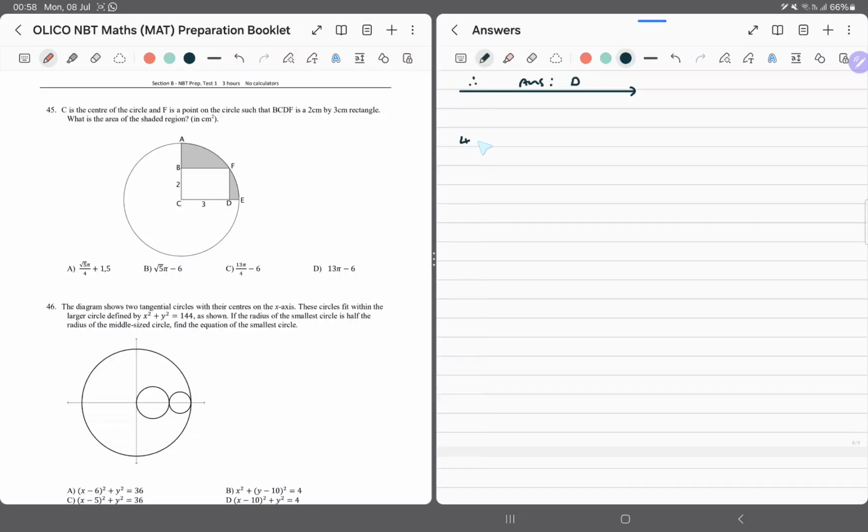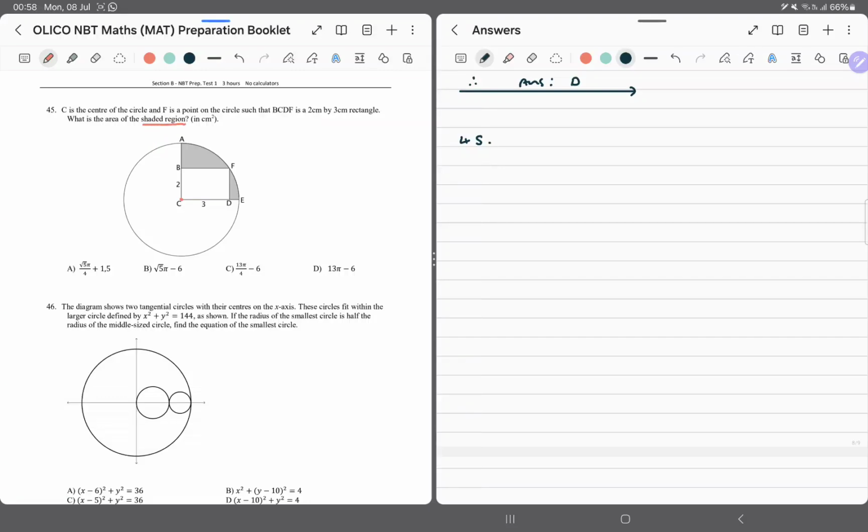Okay, let's do this question 45 quickly. Again, this is taken from NBT Prep Test 1, so one can see that. Now I told you C is the center of the circle, so that's great. And F is a point on the circle such that A, B, C, D, F is a 2 centimeter by 3 centimeter rectangle. So it's already indicated for us. What is the area of the shaded region?